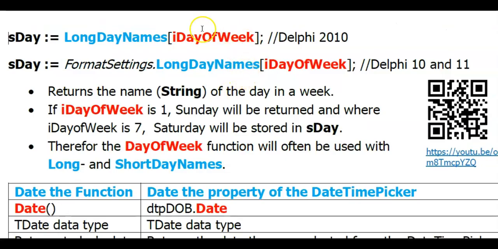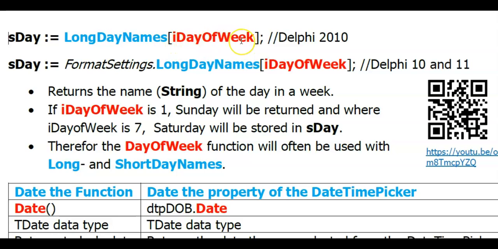The answer now of iDayOfWeek can now be used with what is actually arrays. Grade 10s, I know you don't know what that is. You'll learn next year. So for now, you can call them functions. But you can see they actually make use of square brackets and not round brackets. So LongDayNames is one of those functions that we can use with iDayOfWeek. Remember, iDayOfWeek returns a number from 1 to 7.